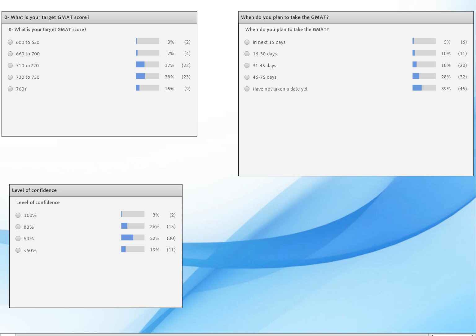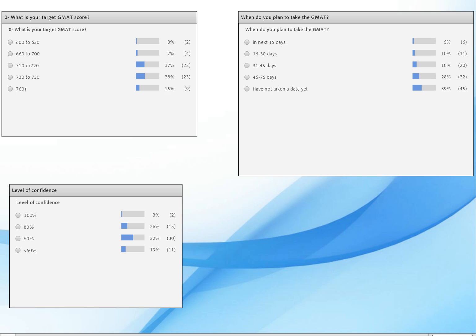The second question that I asked is, what's your target GMAT score? And I'm so very elated to see that 53% of you tell me that you want to score a 730 or higher, and then almost 90% of you tell me that you want to score 710 or more, which is also a very good score.